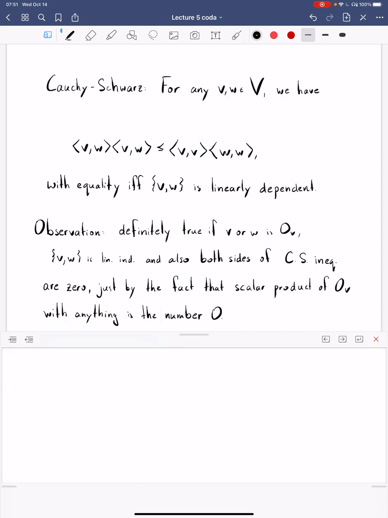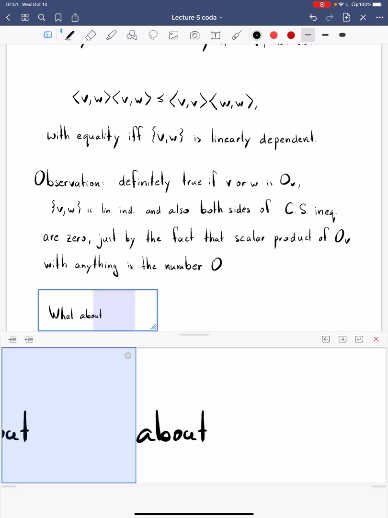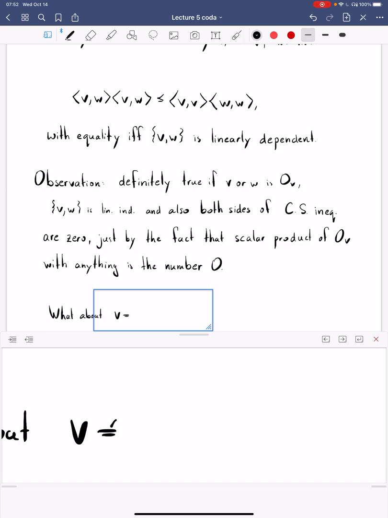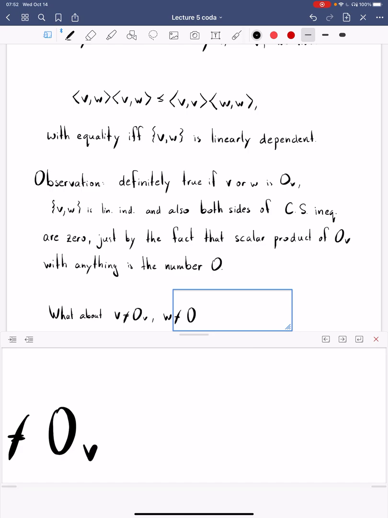Okay, so what about v not equal to 0? So neither of these two vectors is equal to the 0 vector. All right, so let's see what happens there.